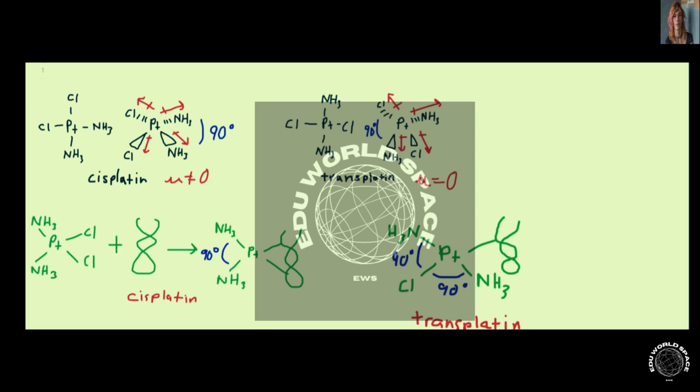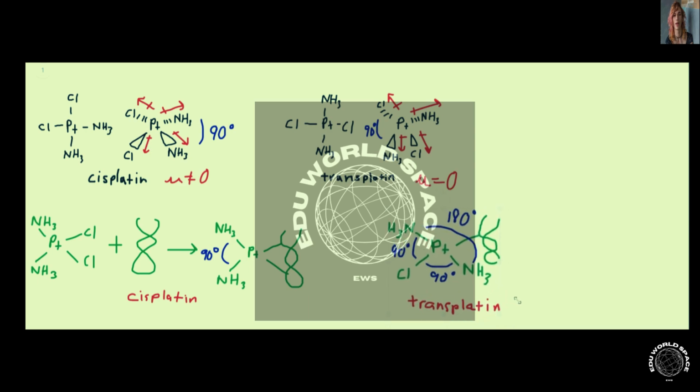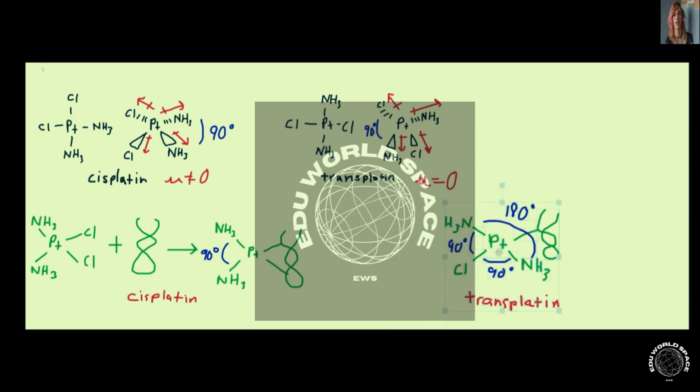So that means the angle between our NH3 and the N here and the N here is going to be 90 degrees plus 90 degrees, so a total of 180 degrees if we were to have our transplatin complex. That means our cisplatin is going to have an N-Pt-N, nitrogen platinum nitrogen, angle of 90 degrees, while transplatin is going to have an angle of about 180 degrees.